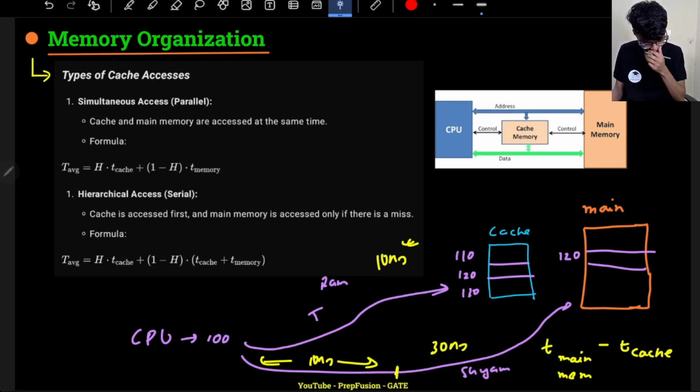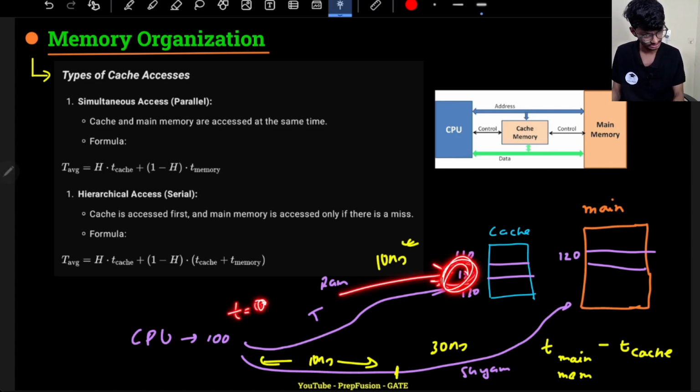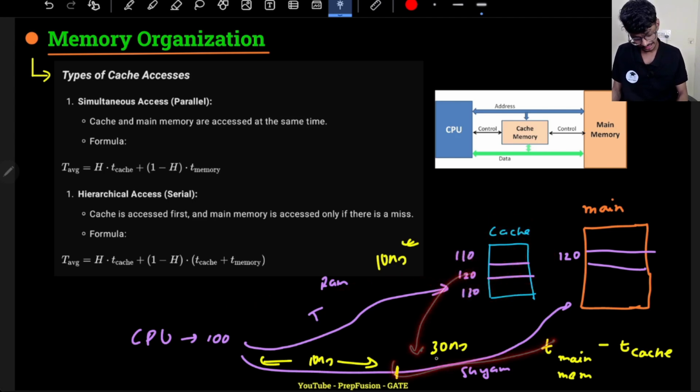So overall, if I observe from t equal to 0, how much time will it take me if I miss? After 10 nanoseconds, I got to know that it is not present in the cache memory. It will send a signal to Sham that it is not present, you continue. Sham has already consumed 10 nanoseconds, and will take another 20 nanoseconds and get back the data. So overall, Sham took 30 nanoseconds, which is equal to the main memory access time.